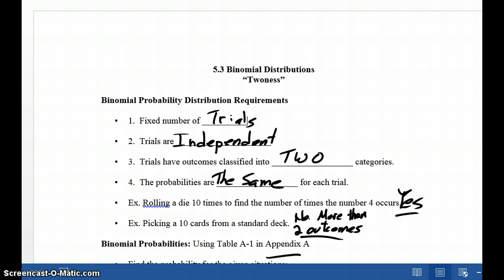The next one, picking 10 cards from a standard deck, and quickly we see that we do have a fixed number of trials, 10 I guess, but you have many more than two outcomes, so that would not be a binomial distribution.